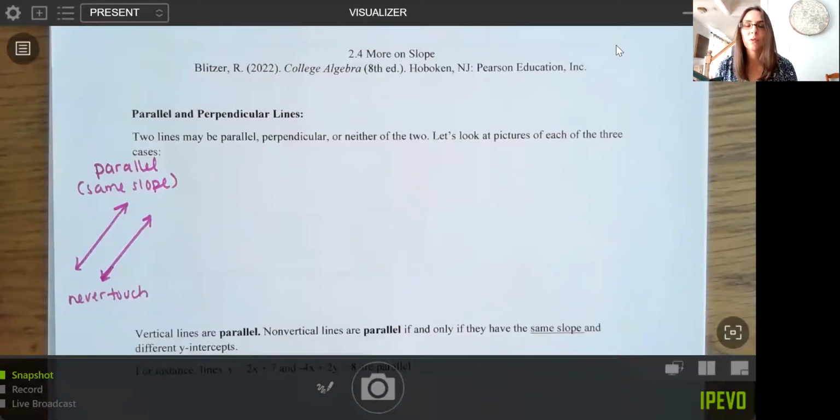I will note too, for vertical lines, technically they don't have a slope, because the slope is undefined, but vertical lines are also parallel to each other. If you look at your floor, I'm sitting near my kitchen, I have a tile floor there. Again, I can see those parallel lines running lengthwise with those tiles. They are perfectly lined up, they're never going to touch, and they have the same slope.